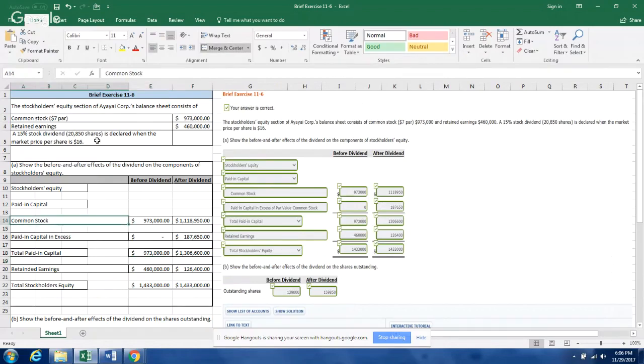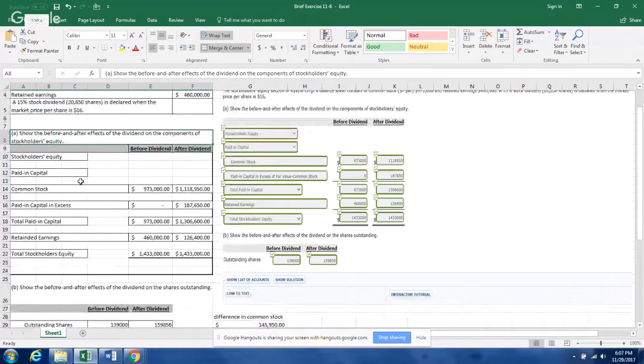So we were told at the beginning that the stockholders' equity section of the balance sheet consisted of common stock at $7 par, totaling $973,000, retained earnings of $460,000, and then a 15% stock dividend for 20,850 shares is declared when the market price per share is $16. So first we were supposed to show the before and after effects of the dividends.